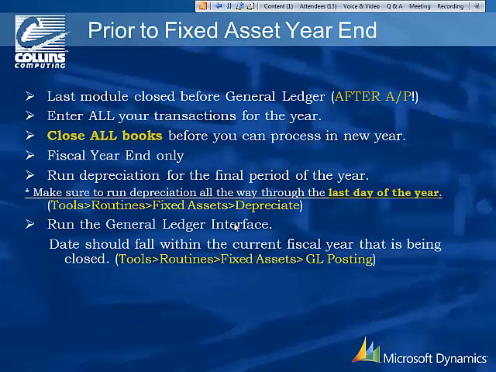Prior to fixed assets, I mentioned that you want to make sure you close general ledger, but I also did say that accounts payable feeds into fixed assets. So remember that you're posting all of your payables that could have fixed assets implications before you go and close fixed assets. And then just make sure that before you're processing transactions in the new year for fixed assets that you've closed all your books. You might have several books. So you don't want to have transactions that are in one book and then you're trying to depreciate.